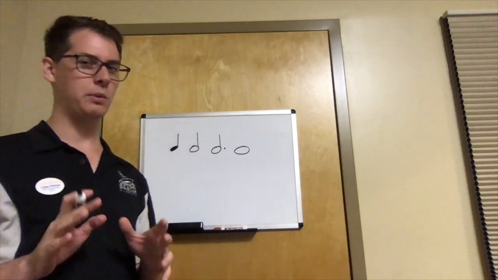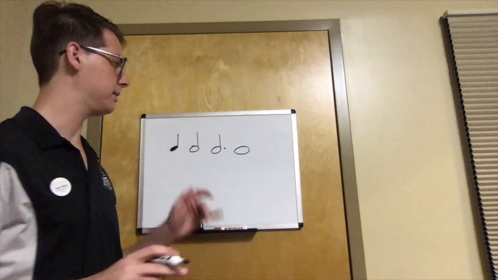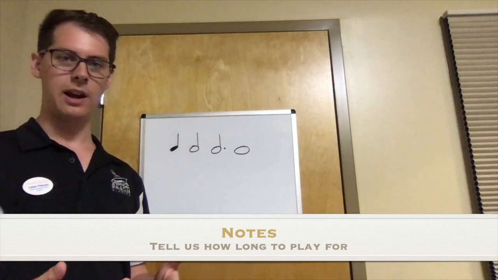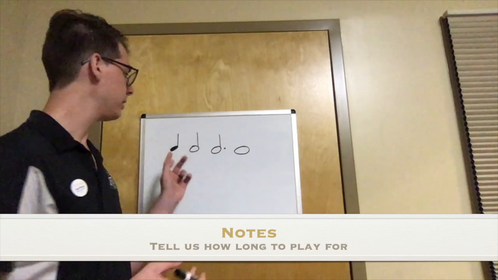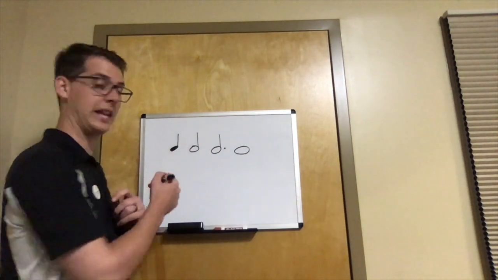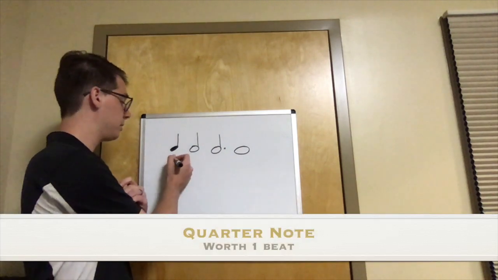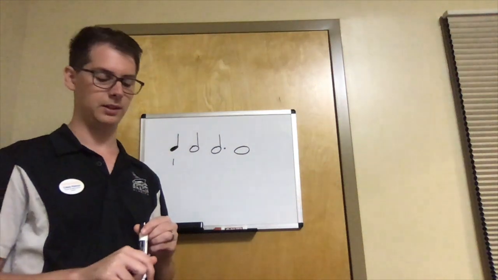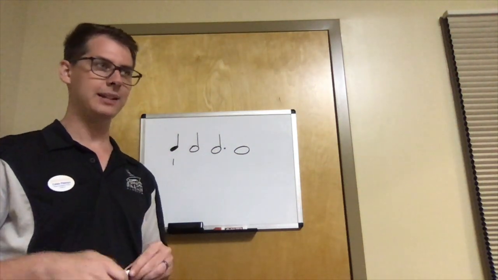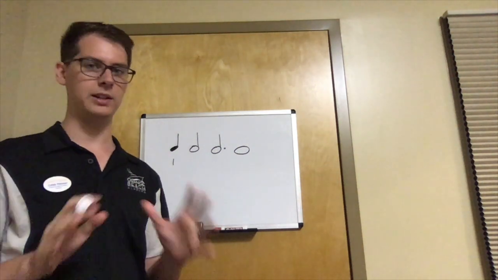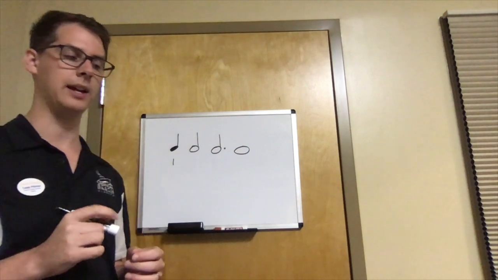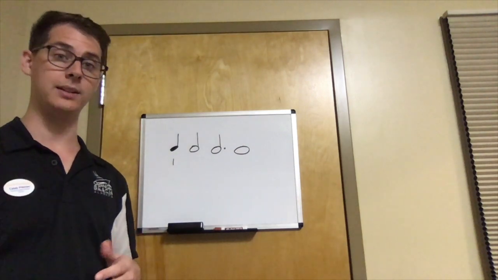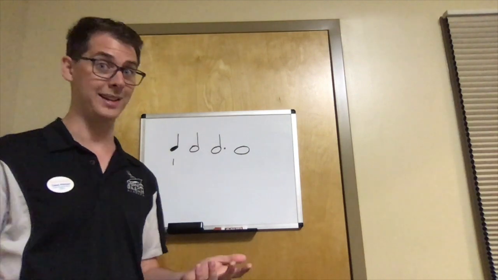Now the first thing that we want to make sure everyone understands is what exactly is a note? Well, a note just tells us how long to play for. So looking at our first note here, this one's called a quarter note, and the quarter note is equivalent to one beat. Now a beat is something that's very different than a second. We want to make sure that when we're talking in terms of music that we're using the term beats instead of seconds. Now, why is that?